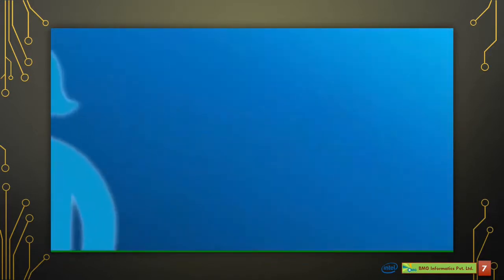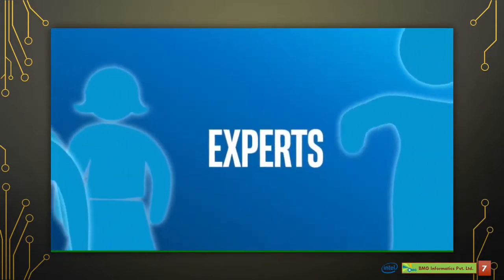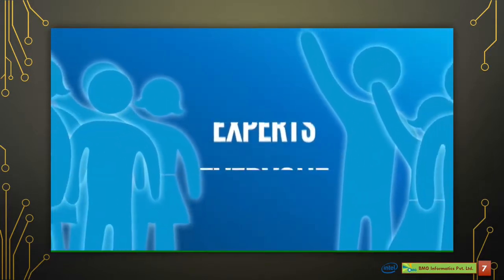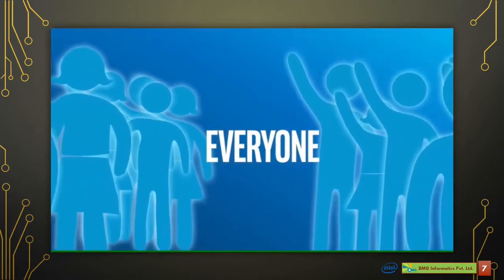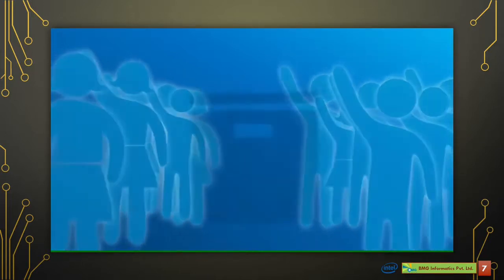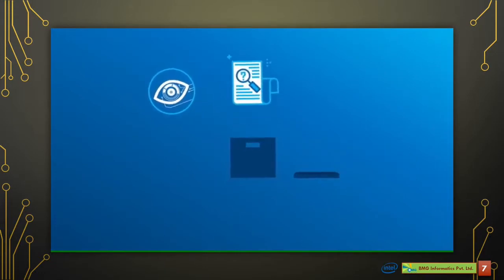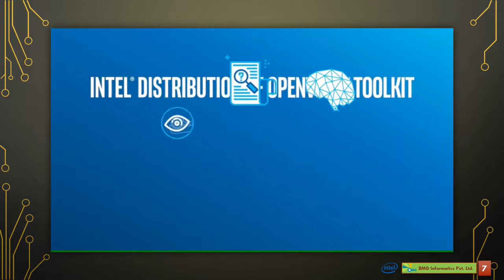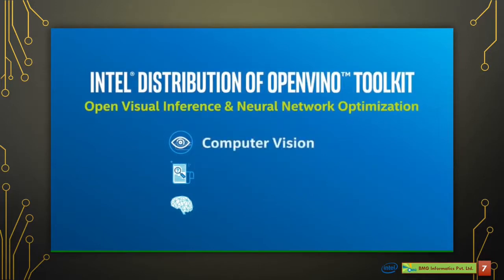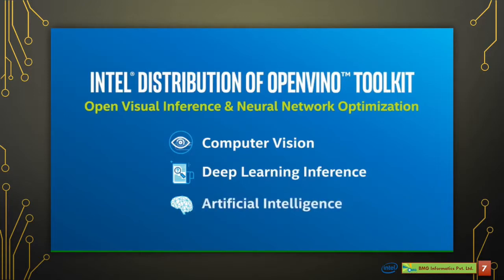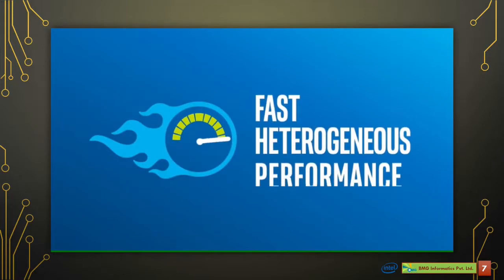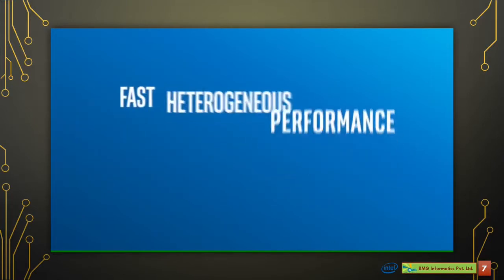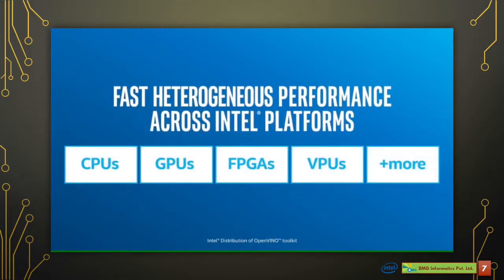Now, developers and data scientists can build smart video and vision solutions more easily. It's no longer the domain of a few select experts. The Open Visual Inference and Neural Network Optimization Toolkit, or OpenVINO, helps developers build high-performance computer vision applications with deep learning inference that fuel artificial intelligence from edge to cloud. Easily develop solutions that achieve great performance across Intel processors and accelerators.